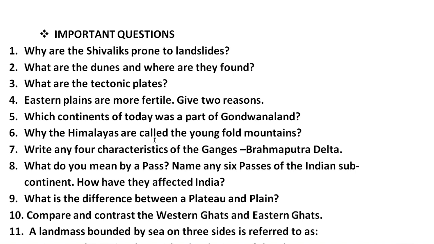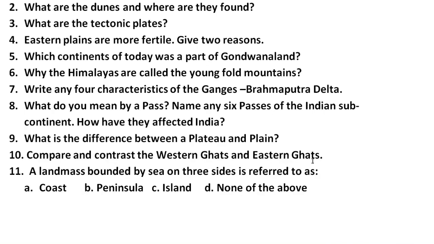Question number 5, which continents of today were a part of Gondwana land? That is also mentioned in the book. Question number 6, why are the Himalayas called young fold mountains? Question number 7, write any 4 characteristics of the Ganga-Brahmaputra delta. Question number 8, what do you mean by a pass? Name any 6 passes of the Indian subcontinent. How have they affected India? That is the important thing you have to mention here.